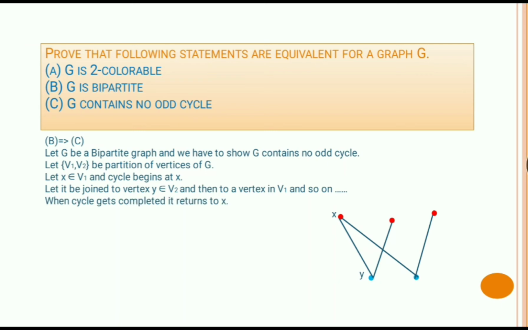So when the cycle gets complete, it returns to x. So it will have even length, and if it's even, there will be no odd cycle. So this proves B implies C.